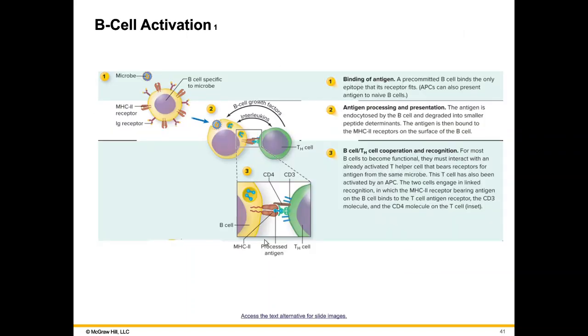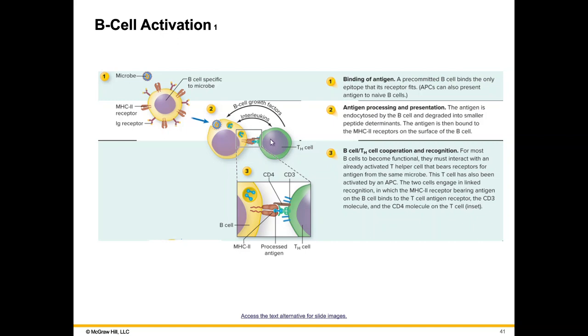All right, so let's look at how B cells are activated. Initially we're starting off with a microbe here, and it will come in contact with a B cell, and that B cell will bind to the epitope that its receptor fits, or alternatively an APC can present it to a B cell. It just depends on which came first in contact with. But here we have the microbe, we see the B cell engulfing it, and it's now going to display a portion of that pathogen on its cell membrane via the MHC class II molecules.